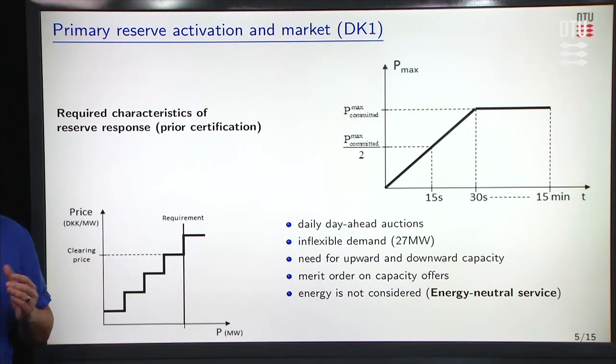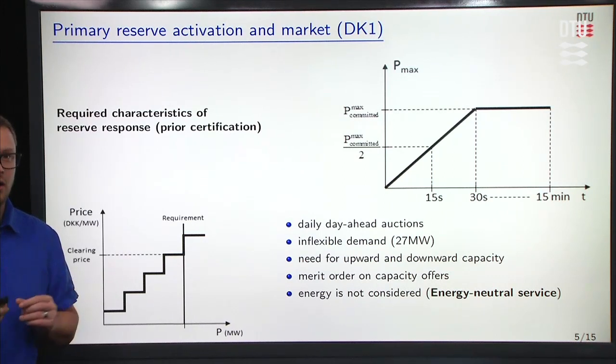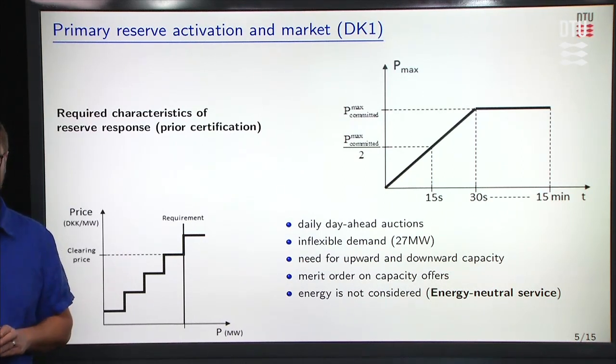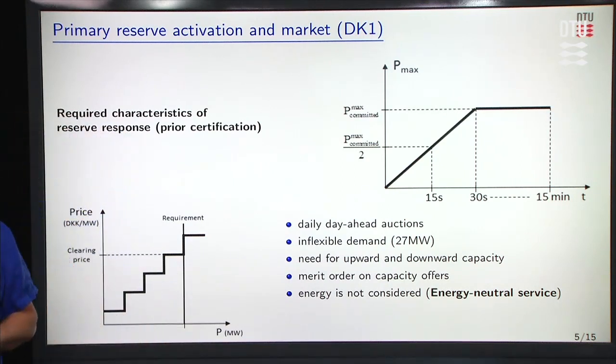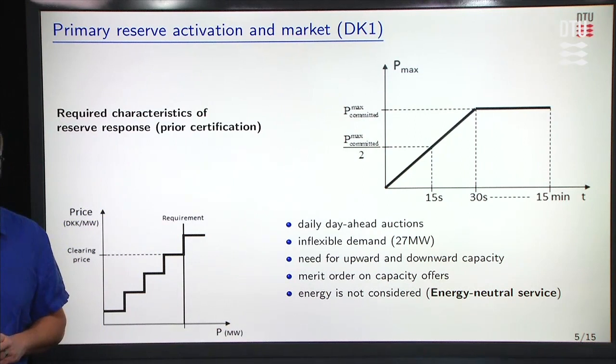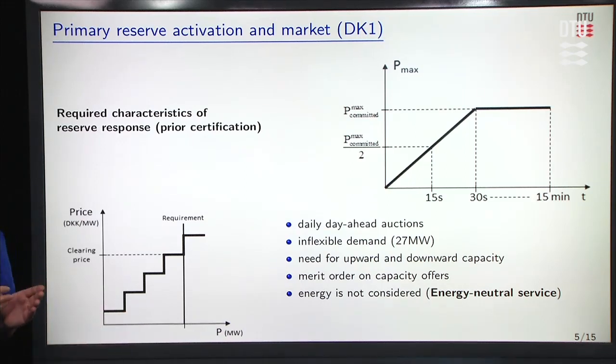The market consists in daily day-ahead auctions, as we have for energy. We have on one side an inflexible demand, that this need of 27 megawatt that the system operator wants to procure for up and for down regulation. So we may have two auctions for upward and downward capacities. Looking at the supply side, we consider, as we did for energy, as for many auctions, a merit order classification of the offers. So those that will offer the capacity for primary reserve at the lowest cost come first, and then it will be ranked with increasing price order.